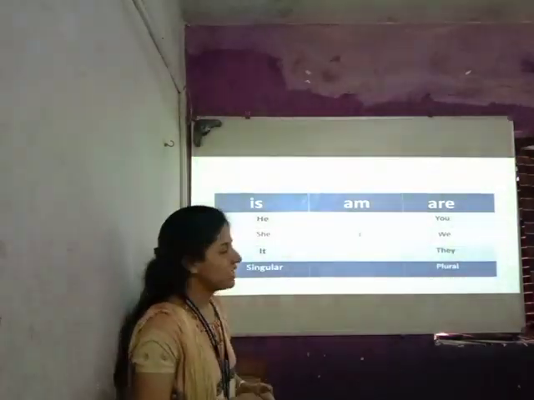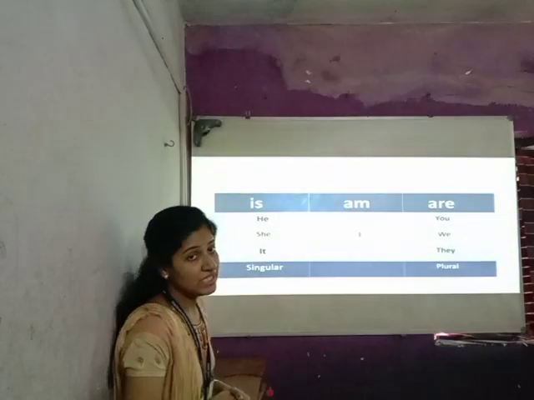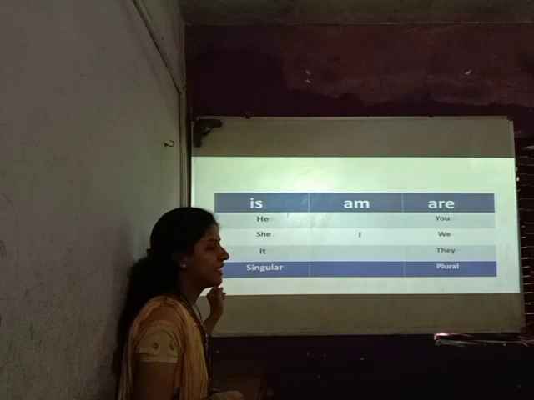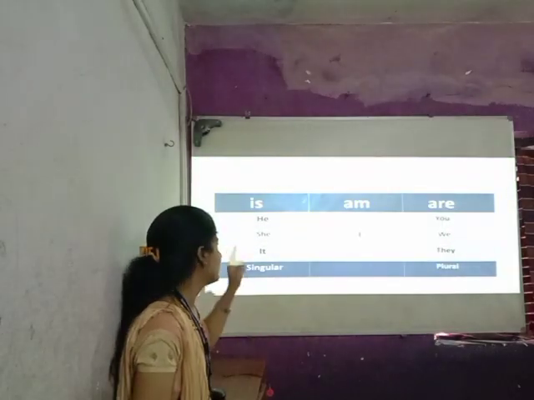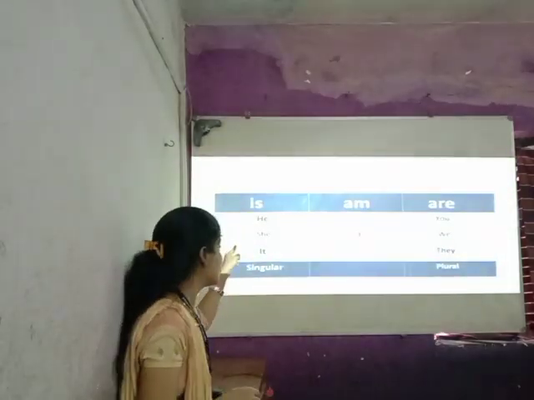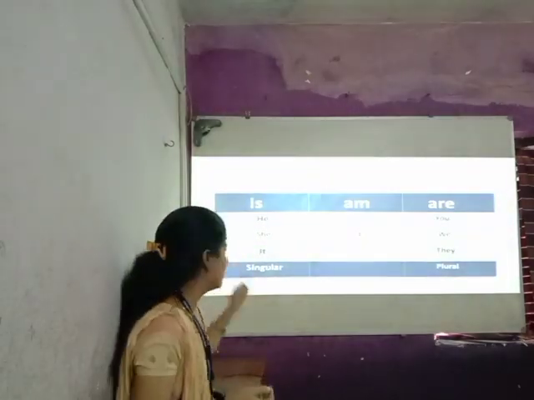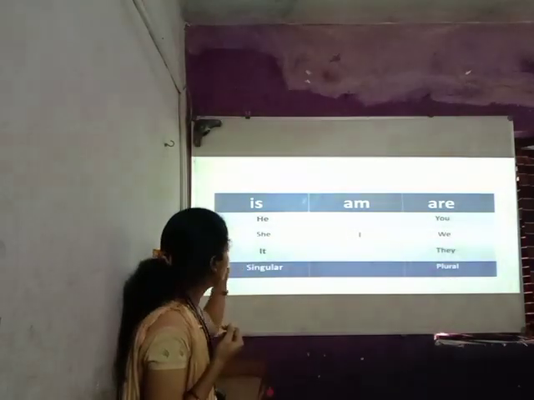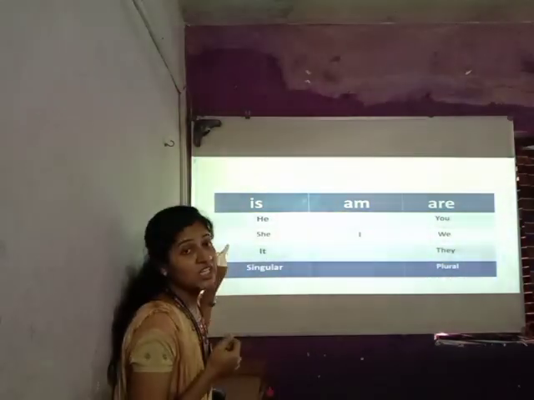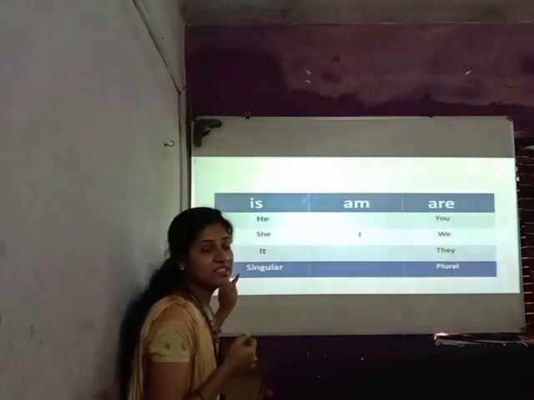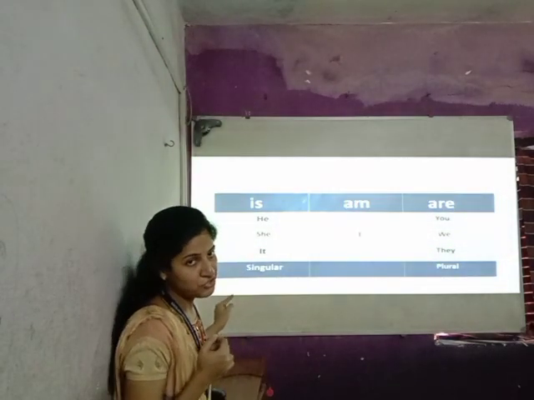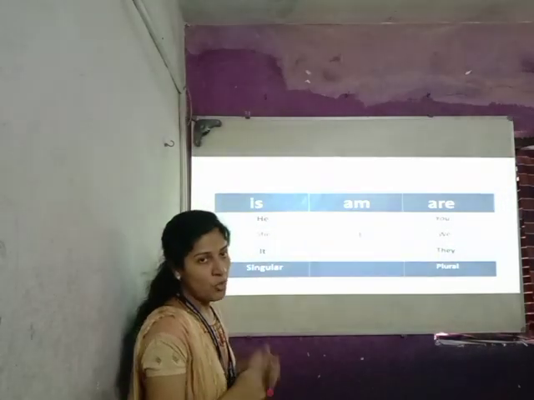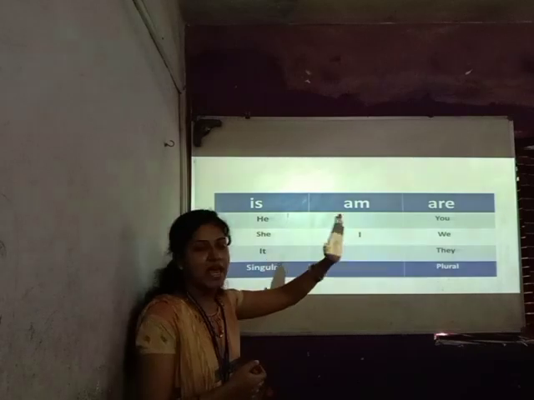Now see one more time. Is. So when we use is with he, she, it, and when it is singular. Now see, he is a good boy. She is my friend. Then next, it is a toy. So we use is with he, she, it, and when it is in singular. Understood? By this column you can come to know when to use is, am and are.